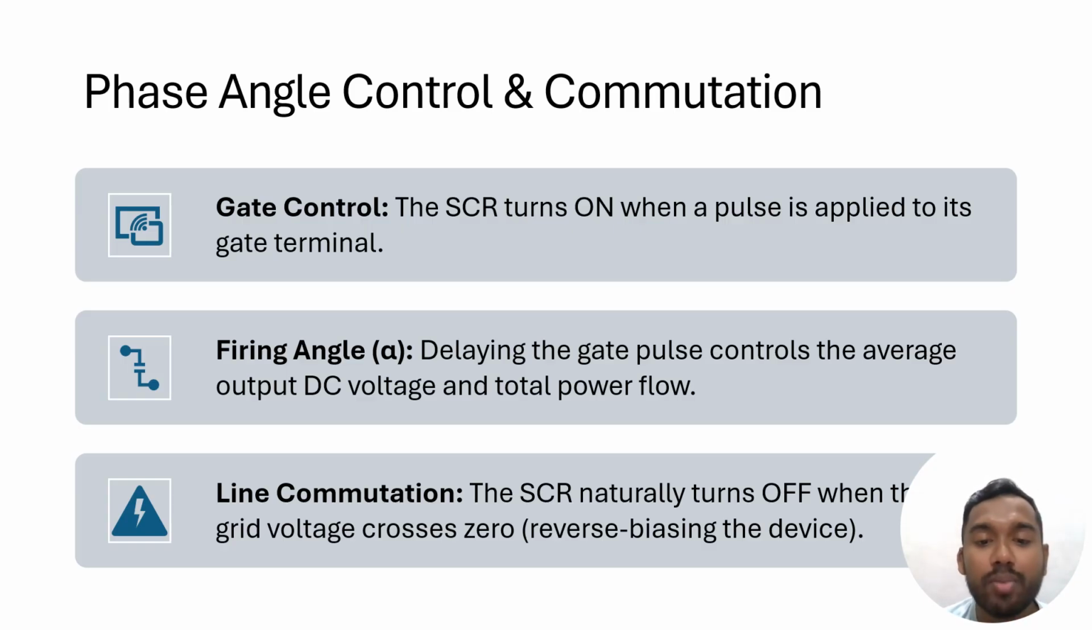This is where line commutation comes in, because the system is connected to an AC grid. The voltage naturally rises and falls and crosses zero many times a second. When the AC voltage crosses zero and reverses direction, it reverse biases the SCR, naturally turning it off, and it's very critical. Then we apply the next gate pulse. So through synchronized switching and precise gate phase control, the gate phase efficiently manages bulk power conversion.